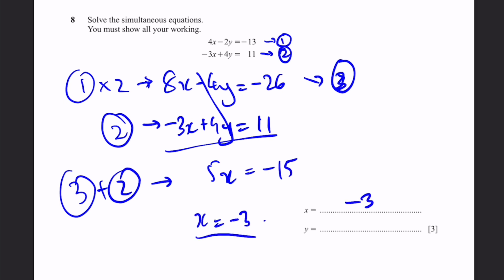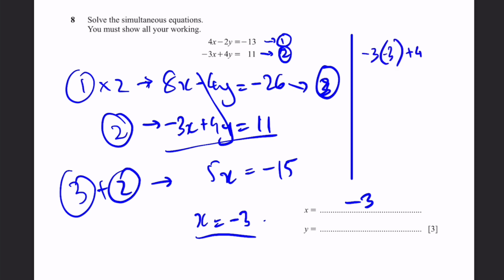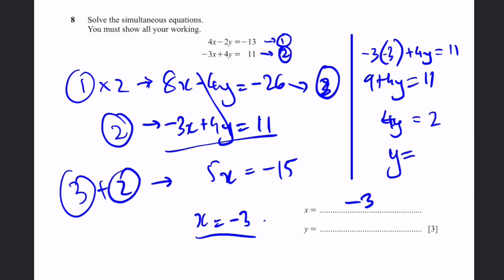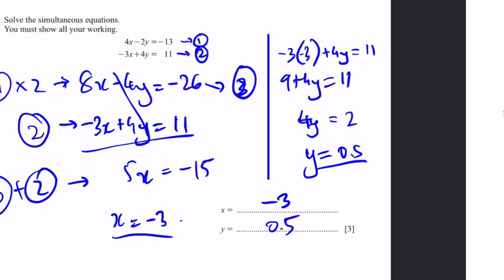Now we need to find the y value. We can substitute this into equation 2. I'll just bring this here. Now we can substitute into equation 2, for example. So minus 3 times minus 3 plus 4y is equal to 11. 9 plus 4y equals 11. 4y is equal to 11 minus 9, 2. y equals 2/4, which is 0.5. That's the answer. Let's go to question 9.